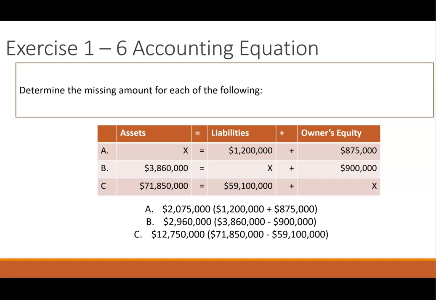And then in B, if the assets are 3,860,000, here we need to figure out what liabilities are, but won't that be the difference between the assets minus the owner's equity, which would be 2,960,000? And then in C, we have assets and we have liabilities. So we would subtract the two, subtract the liabilities from assets to get our owner's equity. I hope this is making sense to you guys. What I want to do is just make it really straightforward. It really isn't complicated if we take one step at a time.